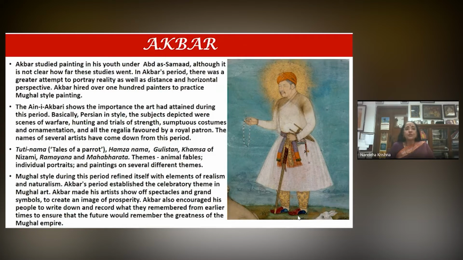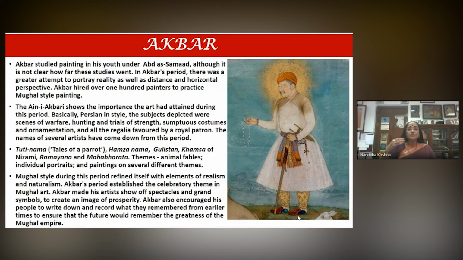Important works were the Tuti Nama, Hamza Nama, Gulistan, the Khamsa of Nizami, which was started by Humayun, the Ramayana and the Mahabharata. The themes included animal fables, individual portraits, and paintings on a variety of subjects. Mughal style in this period refined itself with elements of realism and naturalism. Akbar established the celebratory theme in Mughal art. So the artist had to show off spectacles and grand symbols to create an image of prosperity.